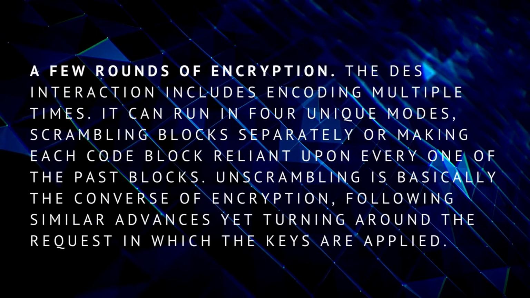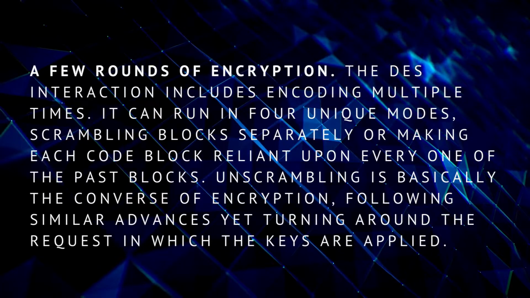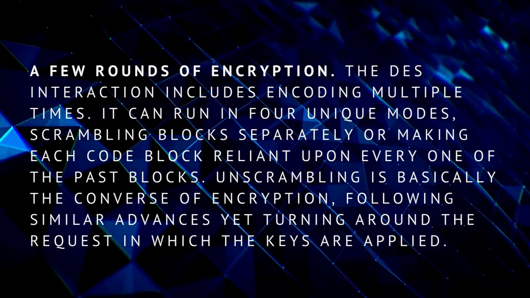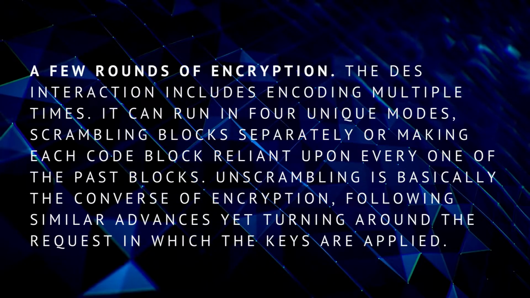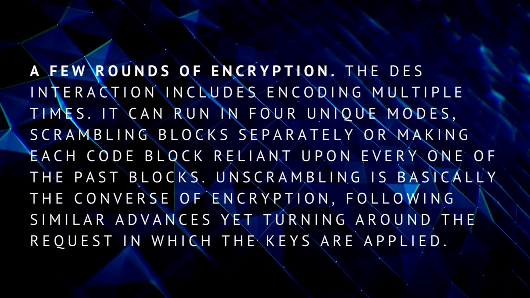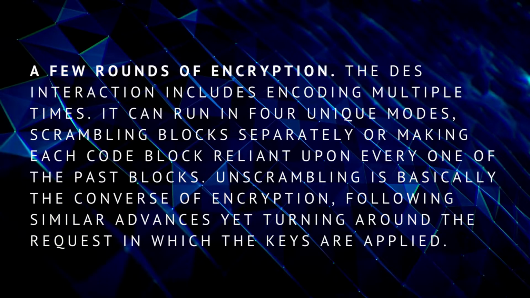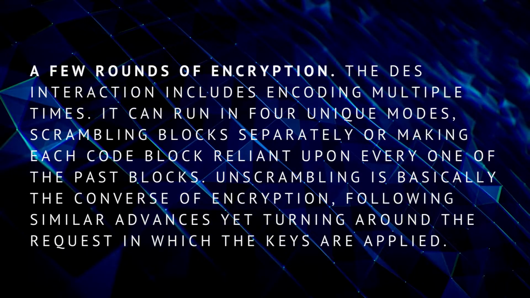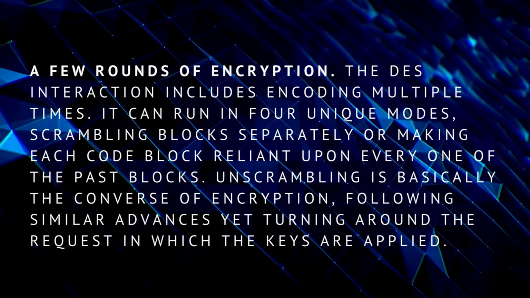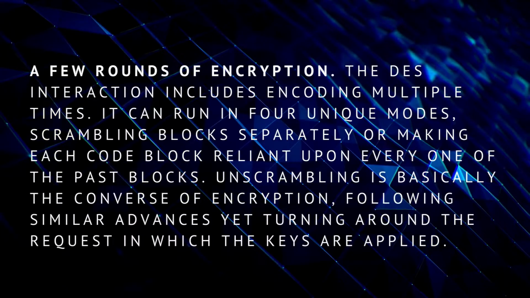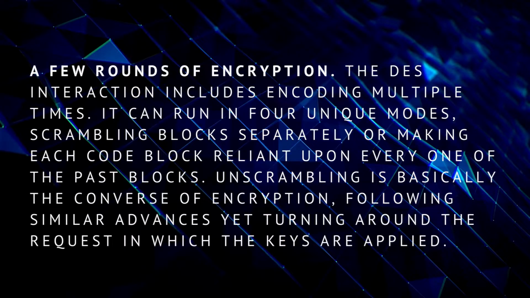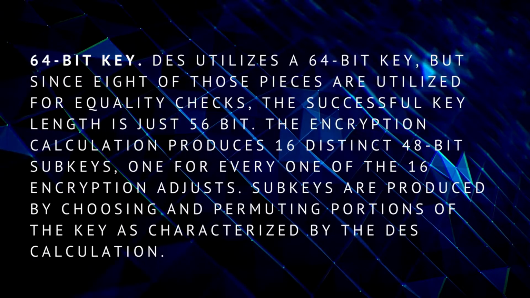A few rounds of encryption. The DES process includes encoding 16 times. It can run in 4 different modes, scrambling blocks separately or making each cipher block reliant upon all of the previous blocks. Decryption is basically the inverse of encryption, following similar steps but reversing the order in which the keys are applied.